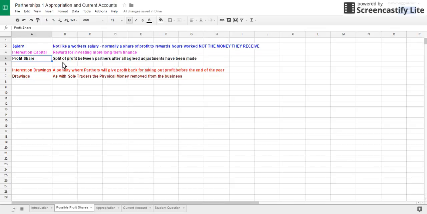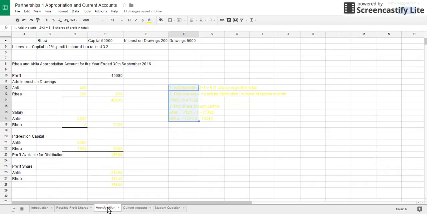The profit share itself is a split of any adjusted profit in an agreed proportion between owners of the business. Interest on drawings is a penalty. It's profit that partners have to give back for taking money out early as drawings, and it penalises them for effectively taking that money out early and potentially leaving the business without spare cash. And drawings is obviously the same as a sole trader. It's the money physically taken out of a business.